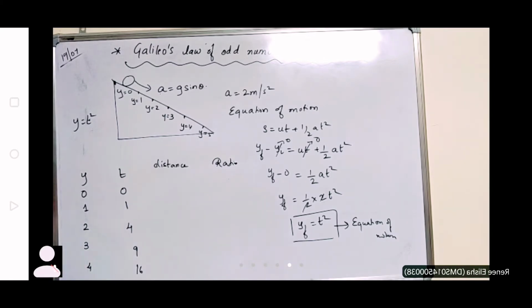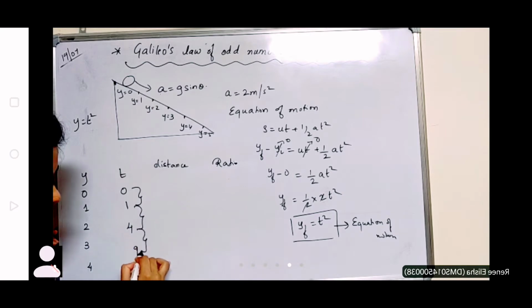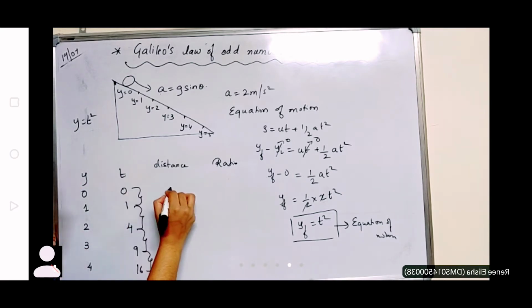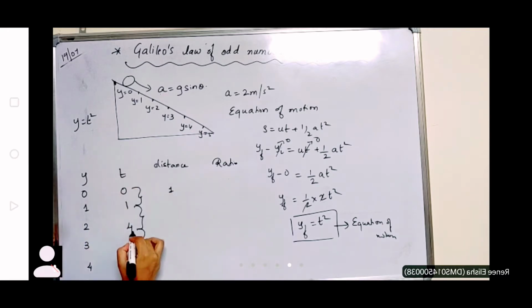Now distance covered. What he did is he subtracted this and this. Then he subtracted this and this. He subtracted this and this. Then he subtracted this and this. So if I'm subtracting 1 minus 0, I get 1. Right? If I'm subtracting 4 minus 1.